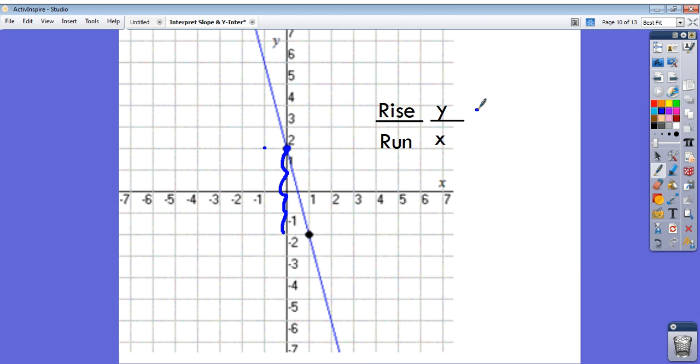Because I went down, my rise is a negative 4. If I went up, it would be positive. But to get from here to here, I have to go down, so it's negative. So my rise is negative 4. Now my run is how many steps to the right do I move? I moved 1 step. My change in x, because my x values are listed from side to side, is 1. So that means my slope is negative 4 over 1. Negative 4 divided by 1 is negative 4. So the slope of this graph is negative 4. That's it. Let's do another one.